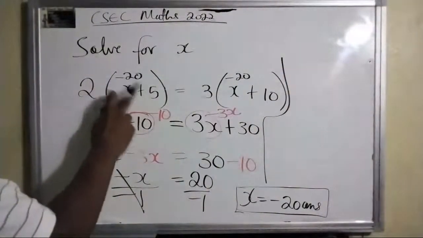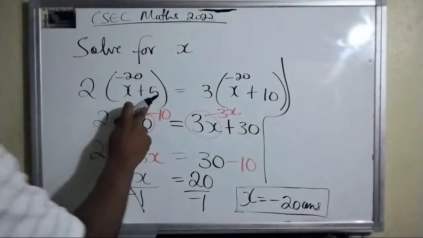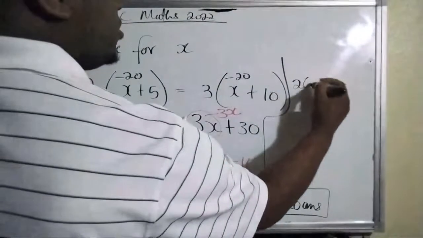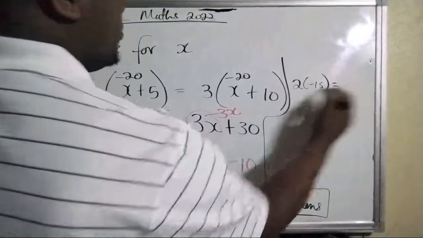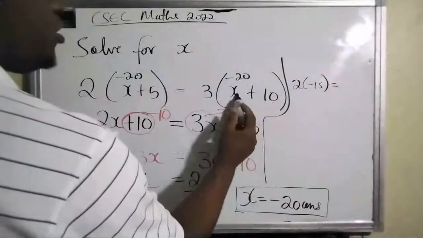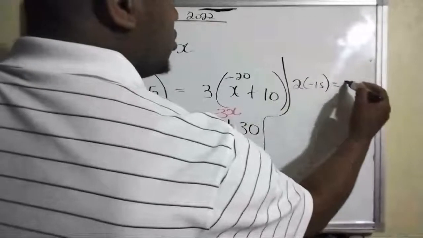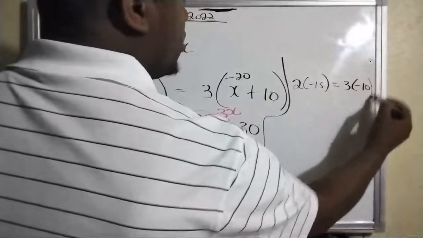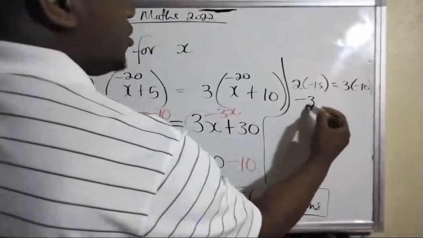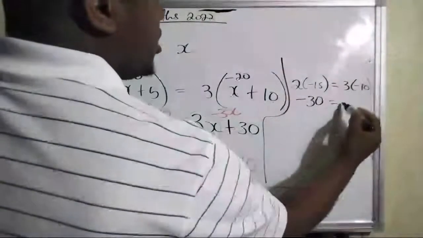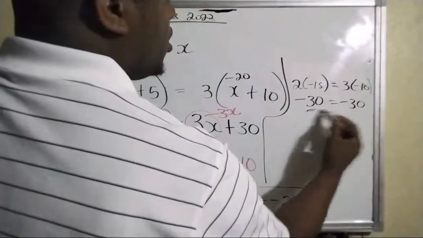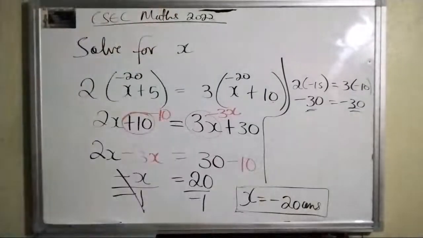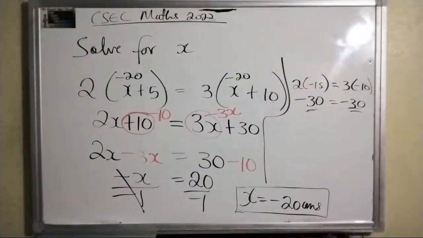Negative 20 plus 5 will give us negative 15. So 2 times negative 15, that's the first one. This will give us negative 10. So it will be 3 times negative 10. 2 times that will give us negative 30. This side, 3 times 10, negative 30 also. That is how you know when your answer is correct, when one side is equal to the next, when it comes to an equation. Alright? Very good. Let's move on.